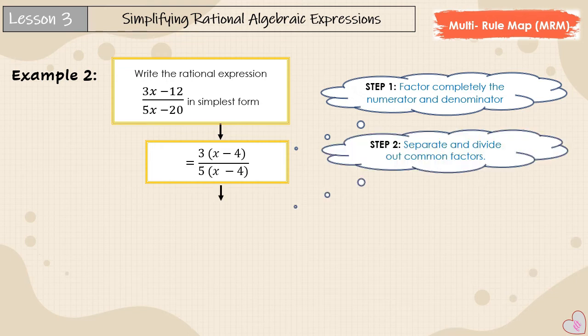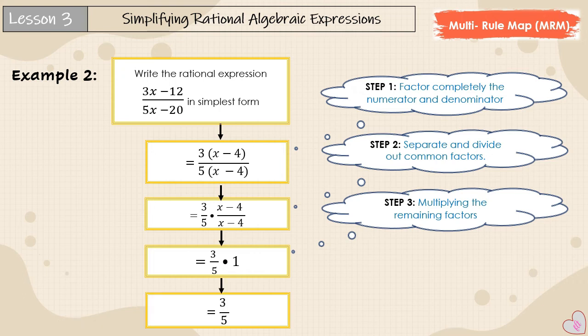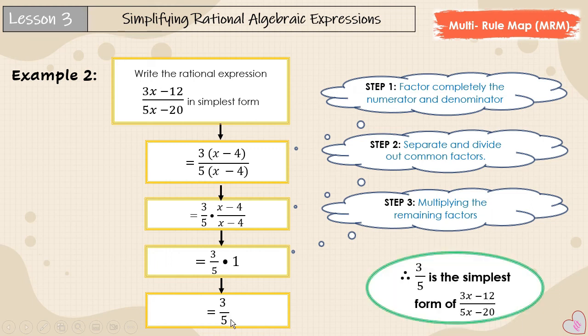Step 2, separate and divide out common factors. So we can separate x minus 4 over x minus 4 and then multiply it by 3 over 5. Step 3, multiplying the remaining factors, we will have 3 over 5 times x minus 4 divided by x minus 4, that is equal to 1. And then by simplifying, we will have 3 over 5 times 1, we have 3 over 5. Therefore, 3 over 5 is the simplest form of 3x minus 12 all over 5x minus 20.